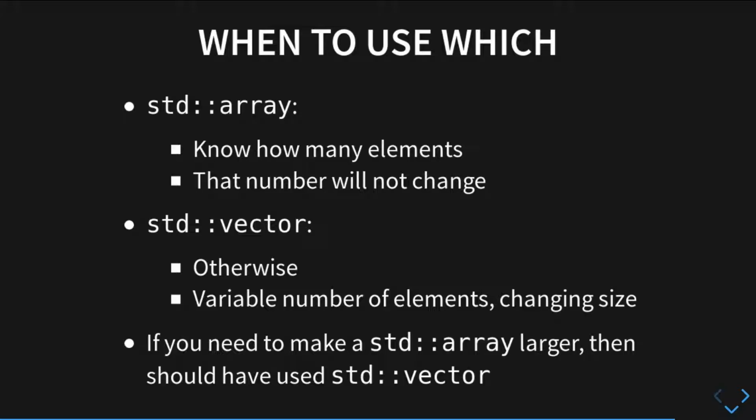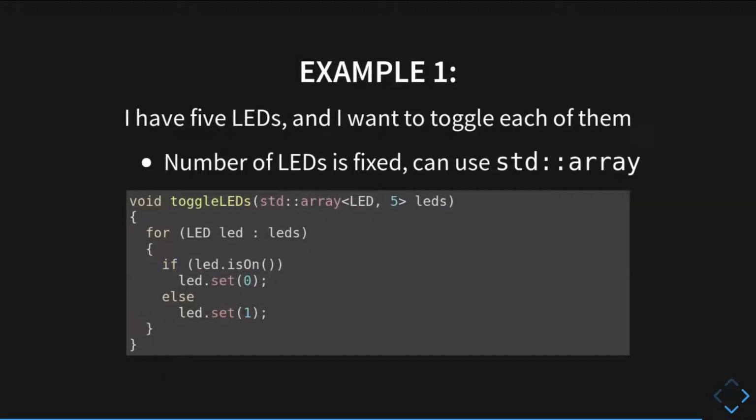And if you ever find yourself needing to make std array larger, that means that using std vector was more appropriate in that scenario. For example, I have 5 LEDs. Assuming that the number of LEDs is fixed, then it will be fine to represent them using a std array. Because the number of LEDs is fixed and won't change, then using a std array is fine, as we don't need to use the .pushBack method of std vector or increase the size of the array to represent 5 LEDs.